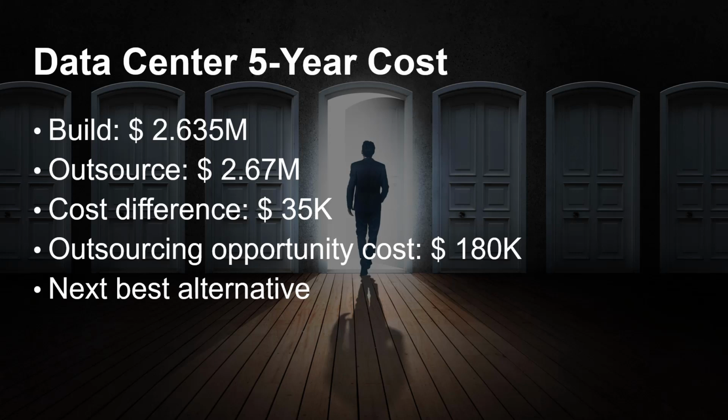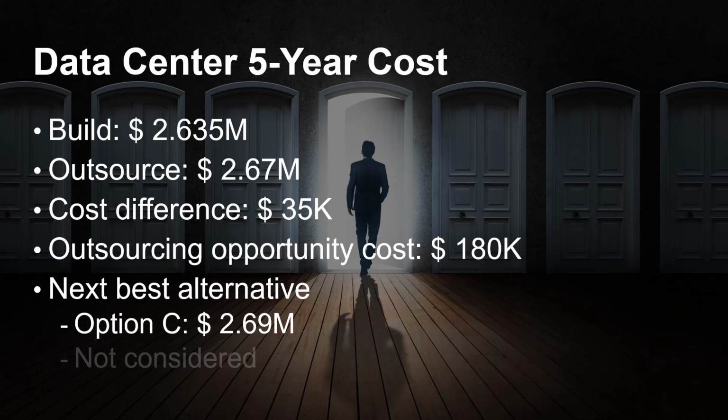Maybe there was a third option, say building and owning the facility, but outsourcing the labor. This option precludes you bragging about hiring people, and it costs 2.69 million. Since this is a worse option than outsourcing, it would not be considered in determining opportunity cost. To reiterate, the opportunity cost is the benefit you could have had by making another choice.